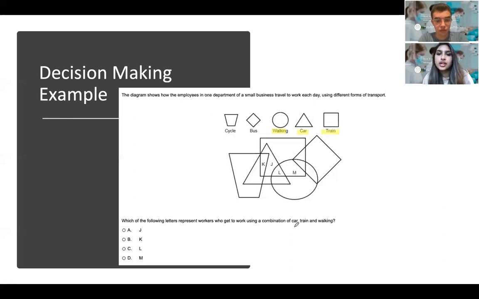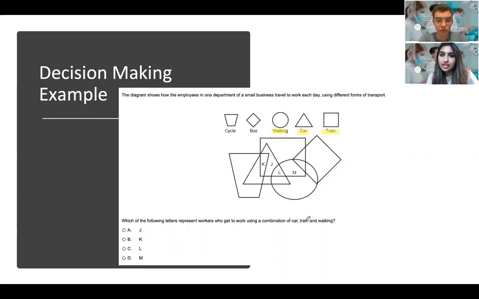First we'll look at cars. Cars are the triangle shape, and we want to see which letters are encompassed within this shape. That will tell us which workers use this mode of transport. Looking at cars, this is the triangle shape here. We can see the letters K, J, and L are encompassed within this triangle. So letters K, J, and L are the workers that use cars as a mode of transport. M is not encompassed within this triangle, so M does not use cars as a mode of transport. So we can rule out M.